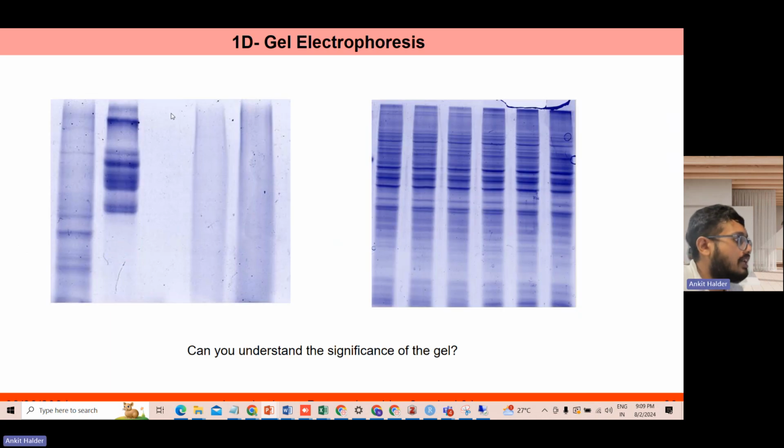So now you can understand why the gel is required. Here you can see clear bands of all the molecular weights of the proteins. But here you can see there is a smear. So you can understand the proteins are not extracted well, and you need to redo it again. And here you can see that the proteins have been extracted at the best quality.